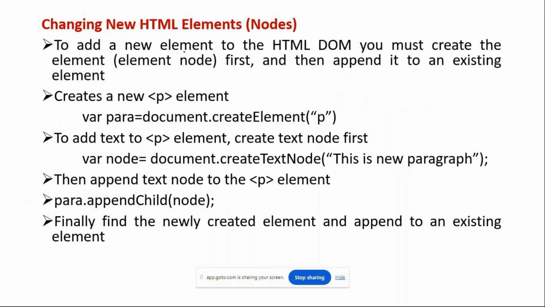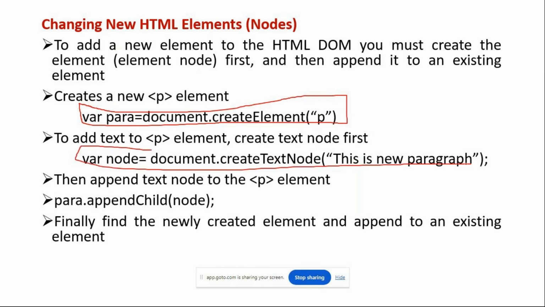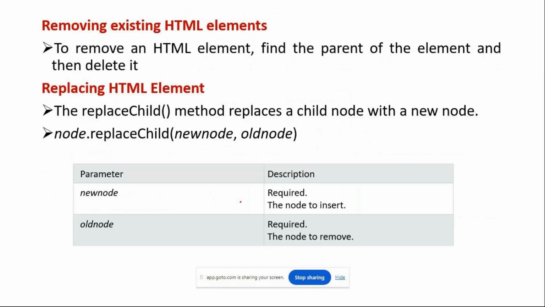Next one is creating a new element. A new element can be created by writing document.createElement. Then creating a new text node can be done by document.createTextNode. Then for adding the element, you have to use appendChild. Then replacing. Replace gets two parameters: one is the new node and the other is the old node. New node means you need to specify the new one. Old one means you need to specify which thing you want to replace.